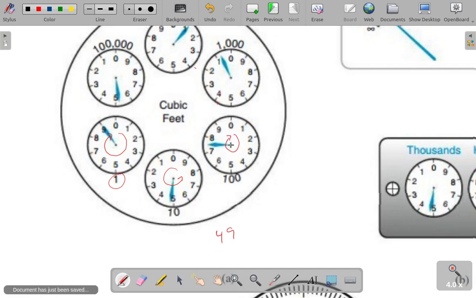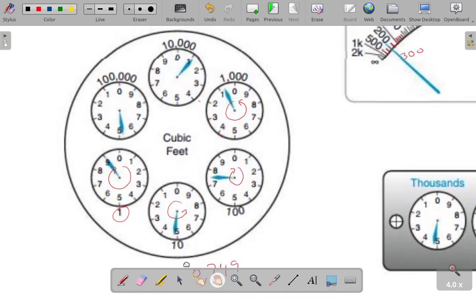This one is again going clockwise. We're past the 7, not yet to the 8. So we'll go a 7 there. For the 1,000, we're past the 1. So this is again going counterclockwise. You can see the numbers are increasing as we go that direction. We're past the 0. We're not yet to the 1. So that would be a 0 there.